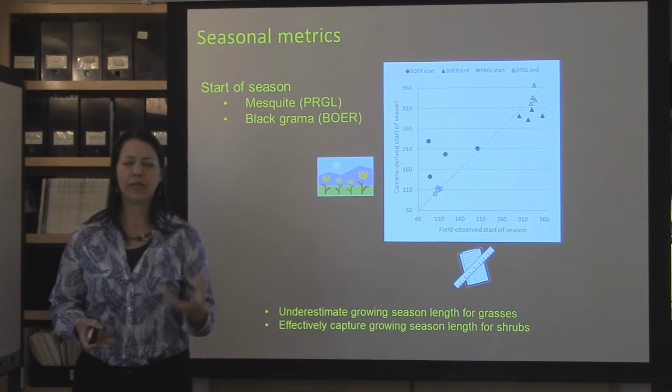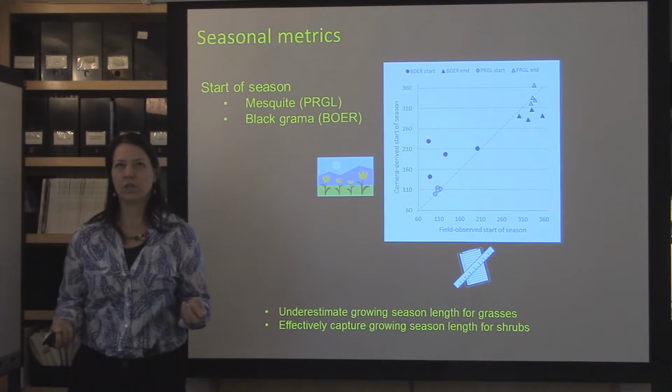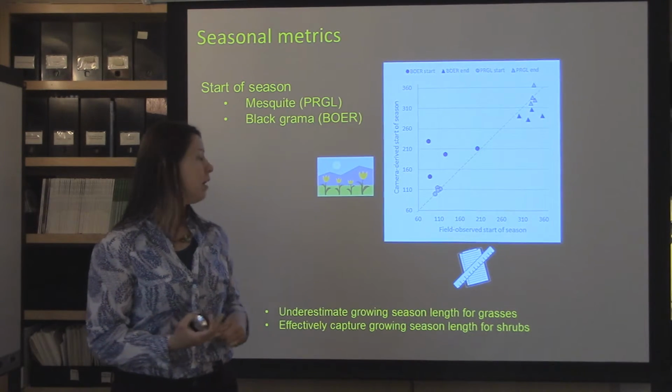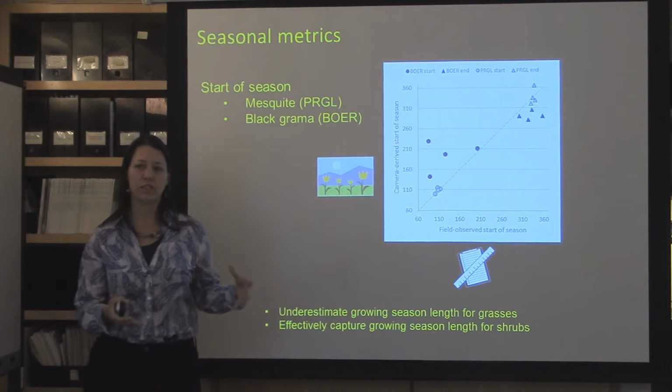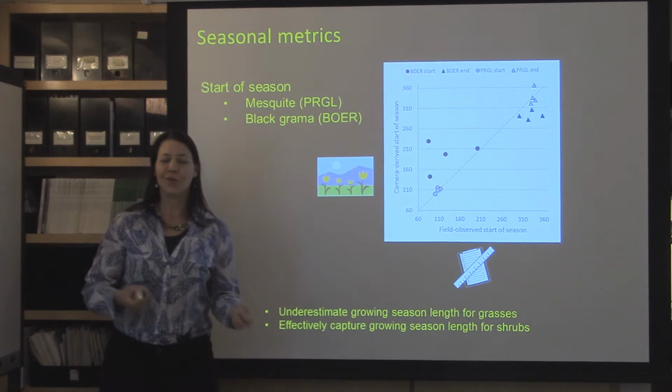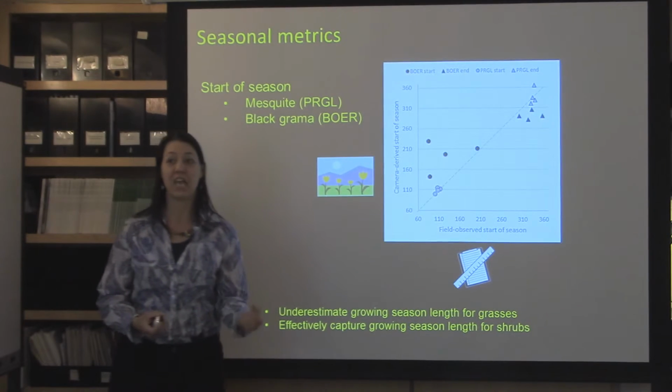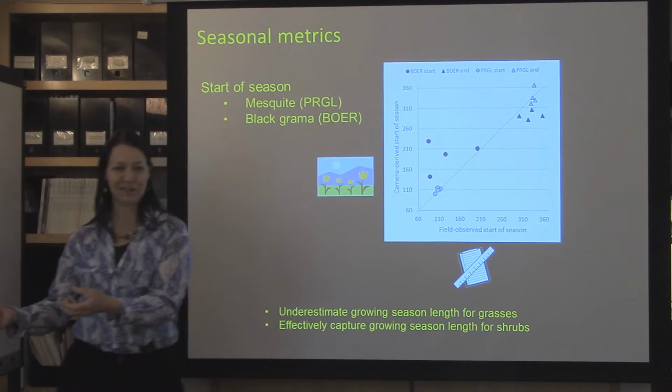And that might not be the biggest ramification. The most problematic case would potentially be if you're using those start of season dates derived from cameras to evaluate the role of the environmental parameters in driving that change. So you're missing the actual start and you're modeling something else.